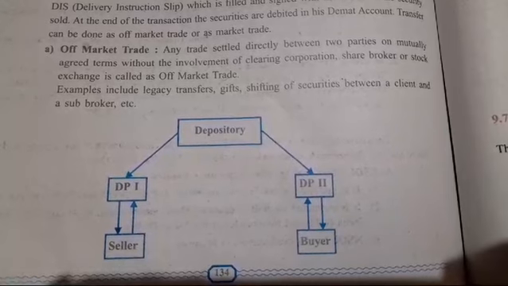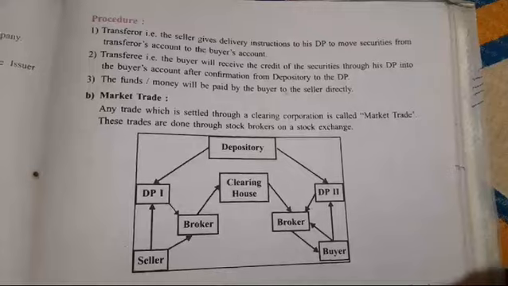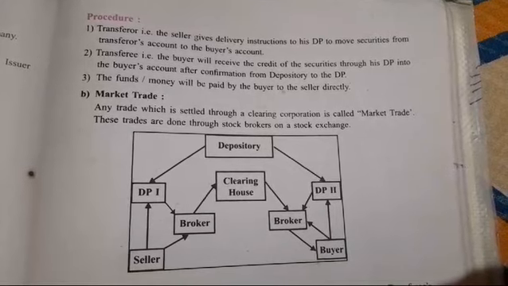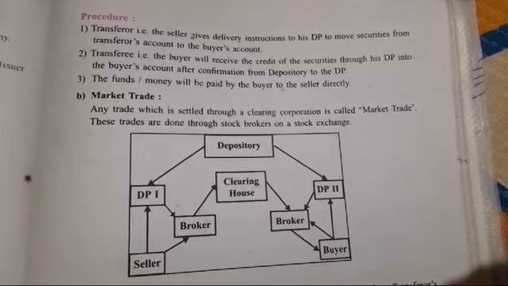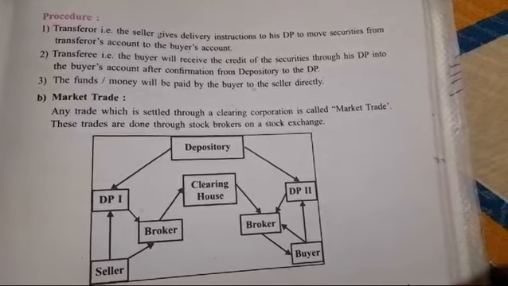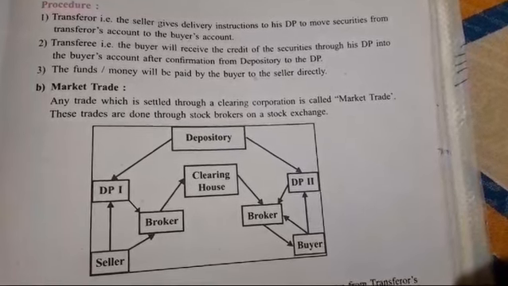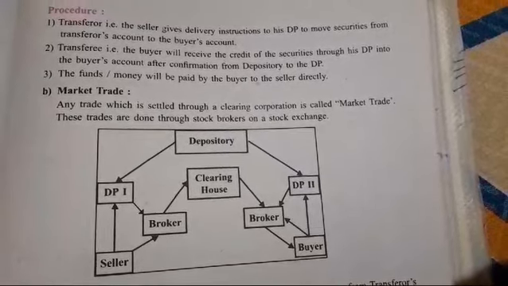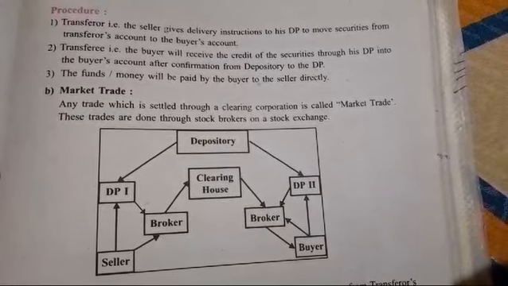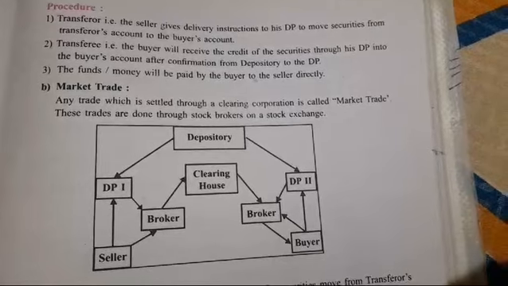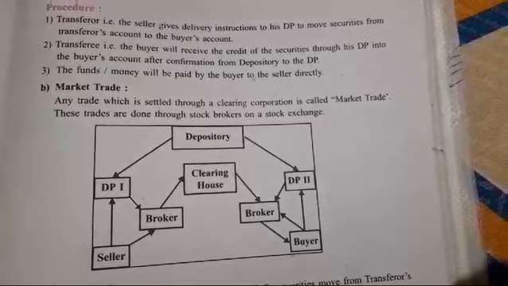Depository DP1 seller, depository DP2 buyer. Procedure. First, the transferor, which is the seller, gives delivery instruction to his DP to move securities from the transferor's account to the buyer's account. Second, the transferee, which is the buyer, will receive the credit of the securities through his DP into the buyer's account after confirmation from the depository to the DP. Third, the funds or money will be paid by the buyer to the seller directly.